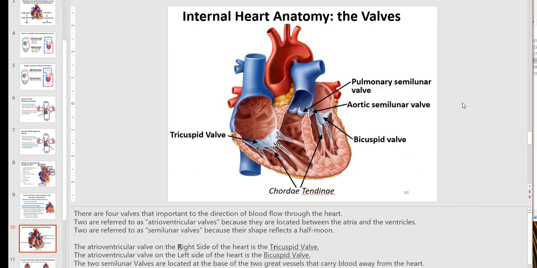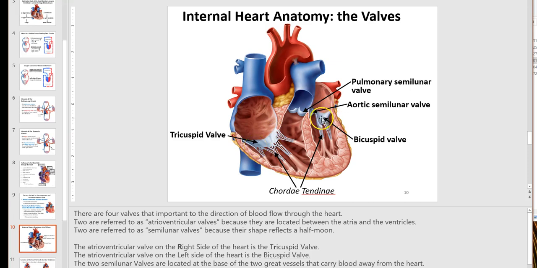So let's name those valves that are present inside the heart between the chambers and the vessels. There are two atrioventricular valves. That means valves that are between the atrium and the ventricle. So that word was atrioventricular valve. The one on the right has a special name. You could call it the right atrioventricular valve, but it has another name. We call it the tricuspid valve.